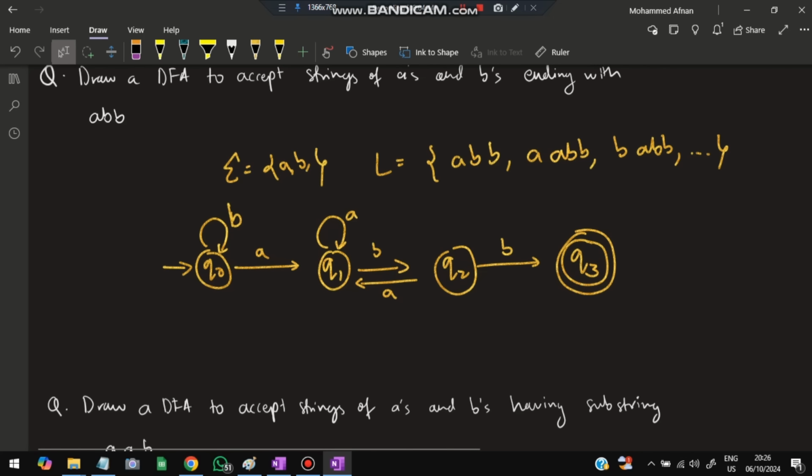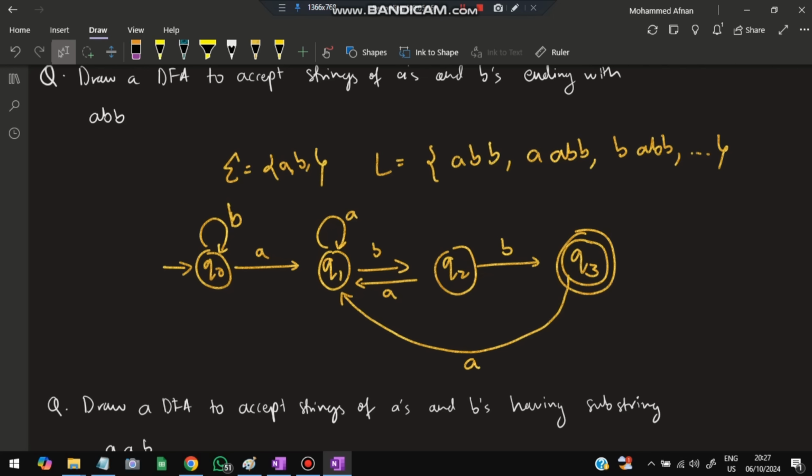It should be ending with A, B, B. Right, it should be ending with ABB means from here. If A comes, it has to be shifted back to this point, right? Because from here BB will be ended. If I take A, then B will be ended. So A is here. If B comes here at this point, what should I do?